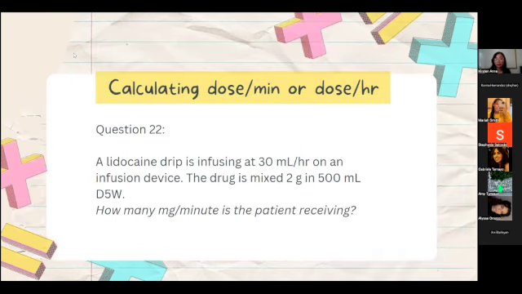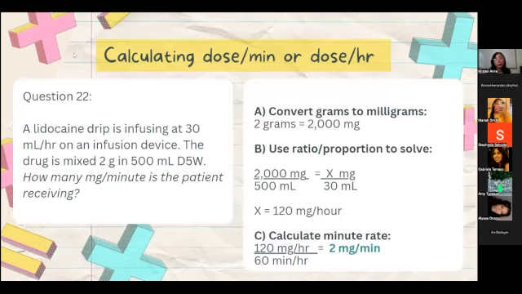Okay, this is one of the last ones. You have a lidocaine drip that's infusing at 30 ml per hour on an infusion device. The drug is mixed 2 grams in 500 milliliters D5. How many milligrams per minute is the patient receiving? So this is a little different. They're asking us the milligrams instead of the milliliters, so I believe we're using ratio proportion. Whenever they're asking how many milliliters, we're going to do formula method. Whenever they're asking how many milligrams, we're most likely going to do ratio proportion.